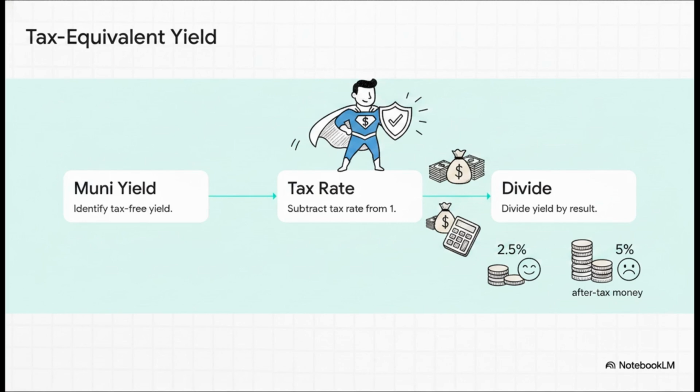Now, the absolute superpower of the muni bond is its tax status. They are generally completely exempt from federal taxes and often state taxes too if you live in the issuing state. Because of this, you've got to use a specific calculation to fairly compare them to fully taxable corporate bonds. You take the muni yield and divide it by 1 minus your total tax rate. When you do this math, you might be shocked to discover that a tax-free muni yielding just 2.5% actually puts more after-tax money in your pocket than a taxable corporate bond yielding 5%, especially if you're sitting in one of those top tax brackets. It's kind of like a financial optical illusion.